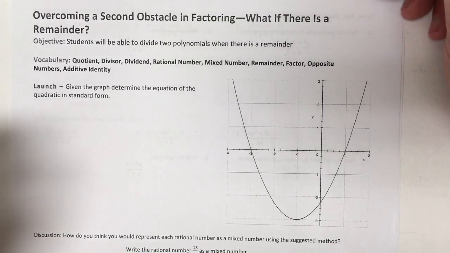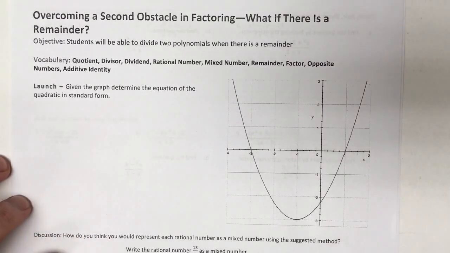So the only vocabulary that we're going to encounter today would be quotient, divisor, dividend, rational number, mixed number, remainder, factor, opposite numbers, and additive identity. I'm going to build upon the video that I had you guys watch for homework when we get down into the actual division part.